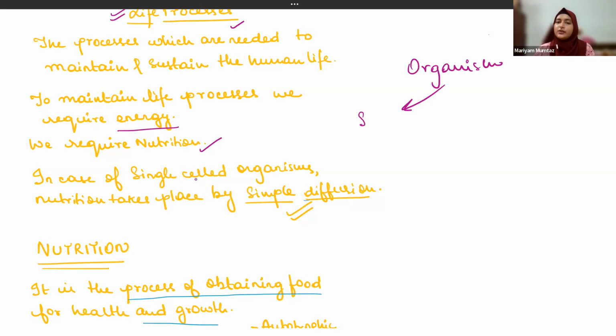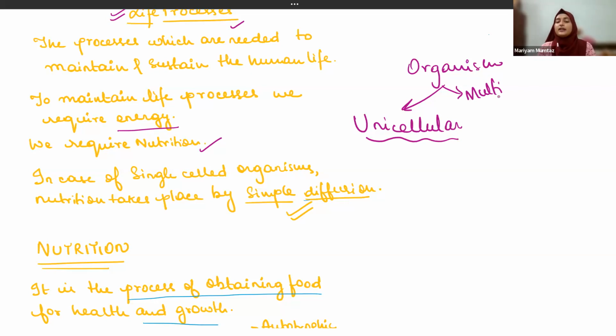First is unicellular, isn't it? And what is the next type? Multicellular organisms. Very good. So unicellular organisms are made up of one cell only, meaning their whole body is one cell. But in the case of multicellular organisms, more than one cell is present, isn't it? Yes, ma'am.